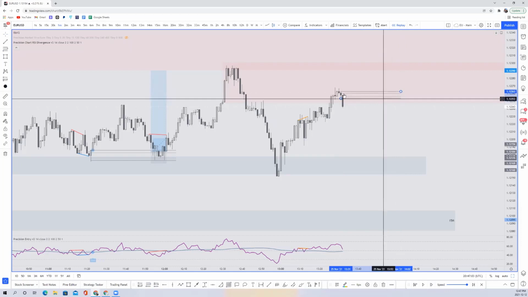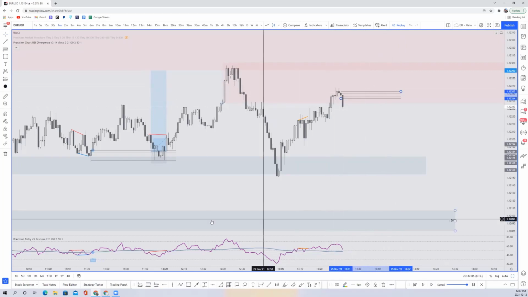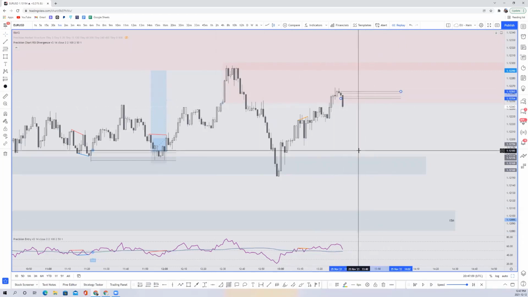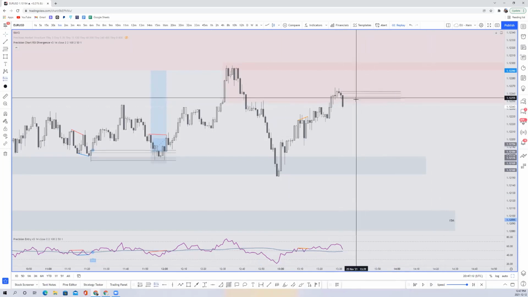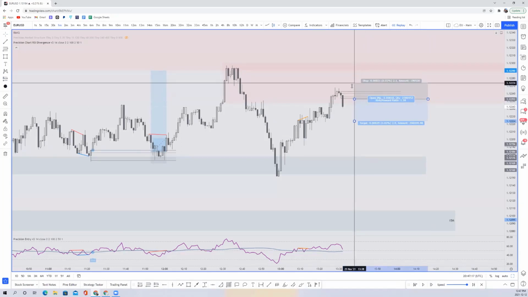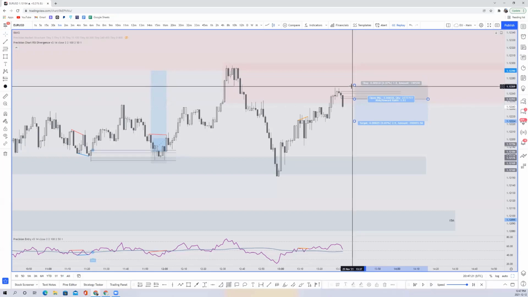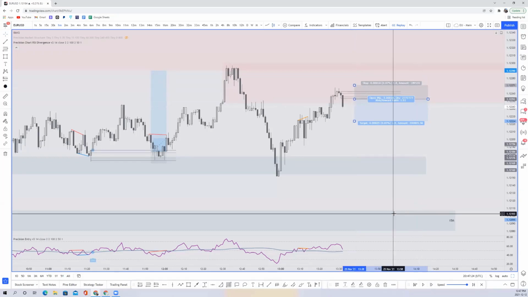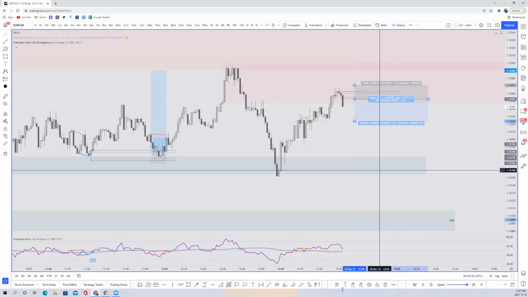If you're really smart, you'll probably cover these high wicks. Let's see how much that is. It doesn't look that big, actually. So what is that? Yeah, even if you cover the high wicks, your, what is that, 1.8 pips? That's pretty good.